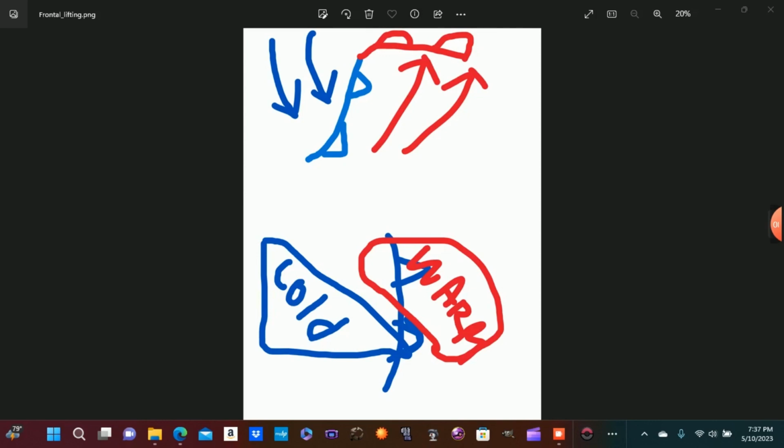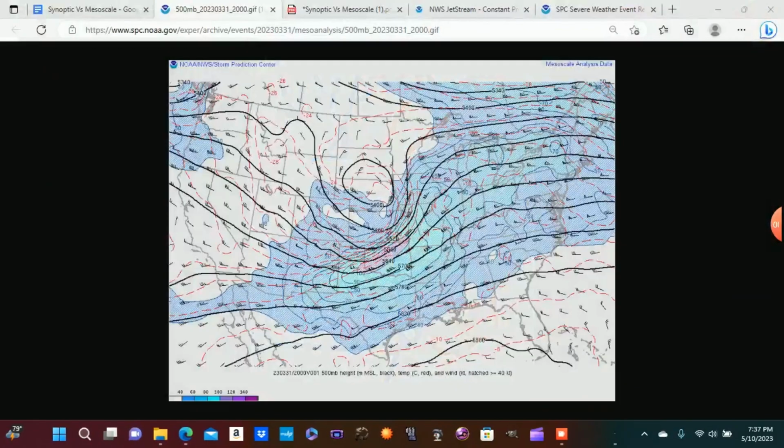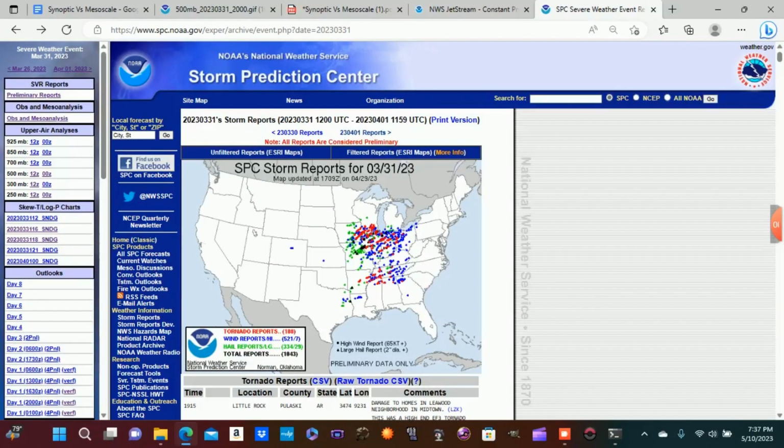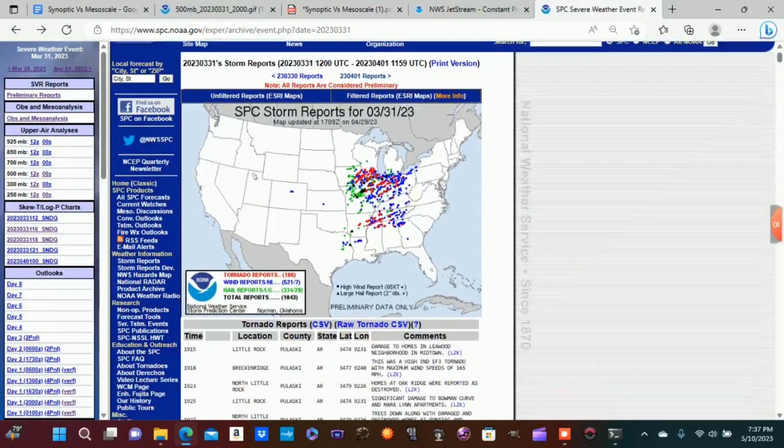We're going to look at a case study here and show the roles that lift plays in forecasting severe weather. And we'll also use a case study to show some of the mesoscale features that were in play as well. So the case study that I'm going to use for showing lift is going to be the March 31st tornado outbreak from this year. And so just going to introduce this.